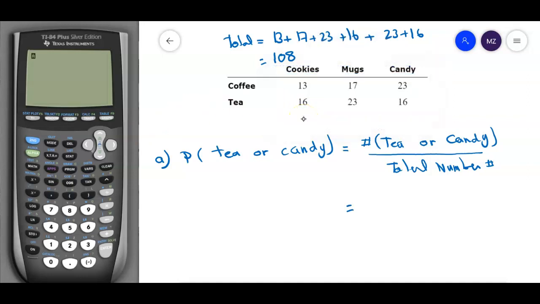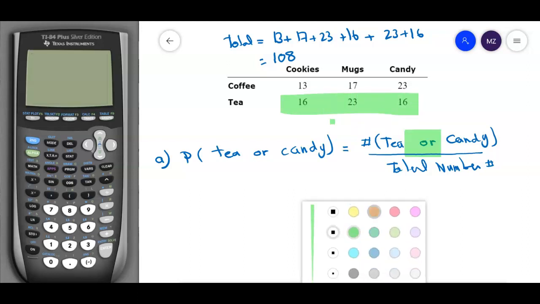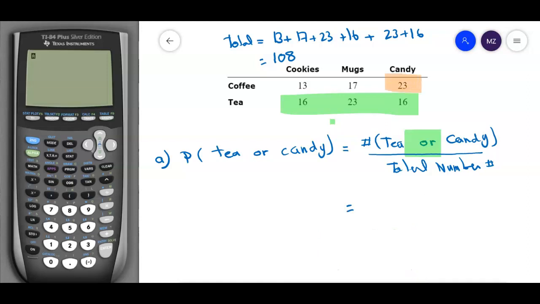Now let's go to the event. Let's look for the event of tea or candy. What is the meaning of or? The or here means you're going to select all the tea. All the numbers that represent the tea are these ones: 16, 23, and 16. And then you're going to select all the numbers that represent the candy as well. This is going to be 23 and 16.